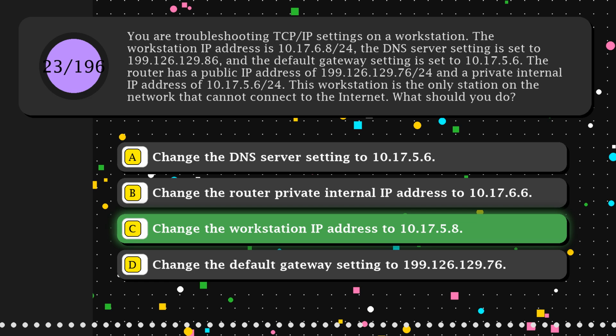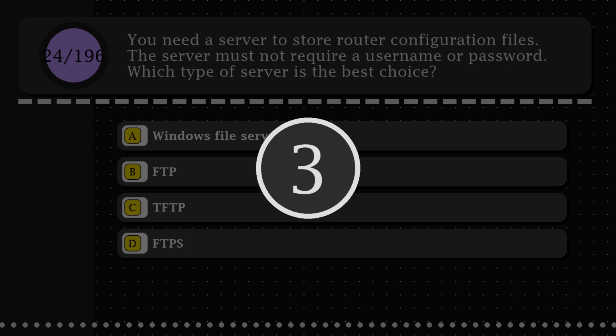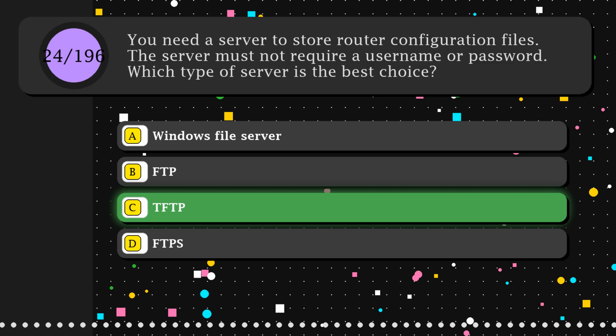10.17.5.8. Question 24. You need a server to store router configuration files. The server must not require a username or password. Which type of server is the best choice? Option A. Windows File Server. Option B. FTP. Option C. TFTP. Option D. FTPS. The correct answer is option C, TFTP.